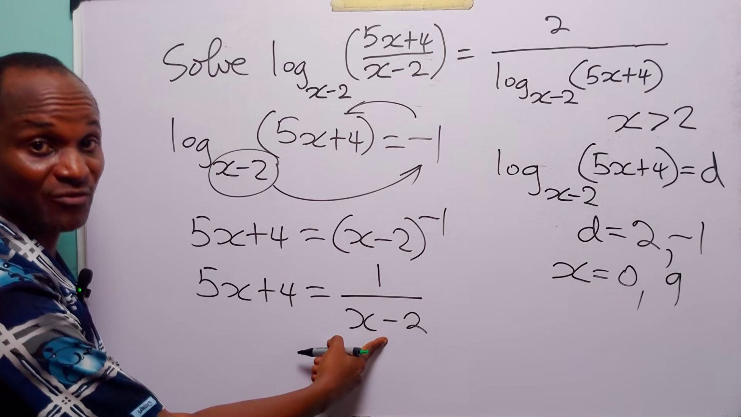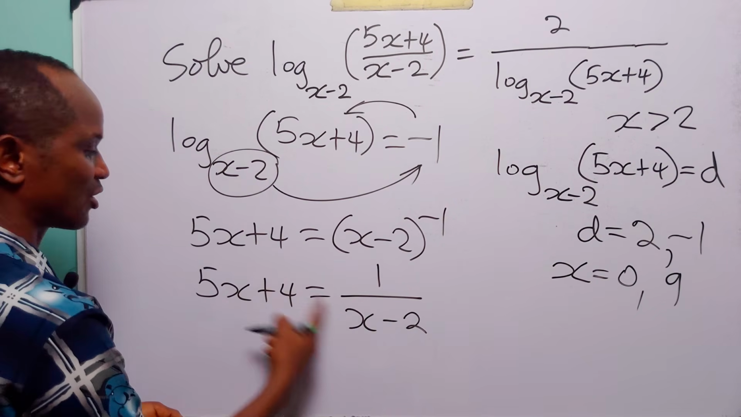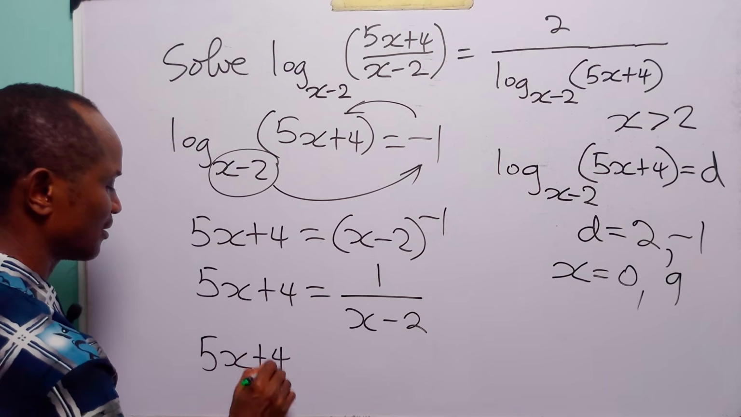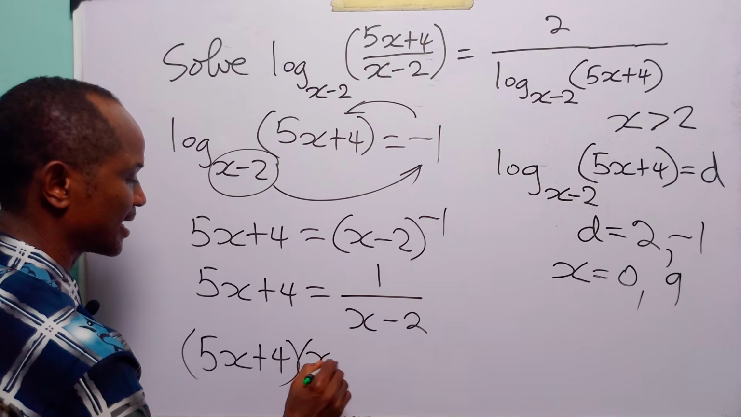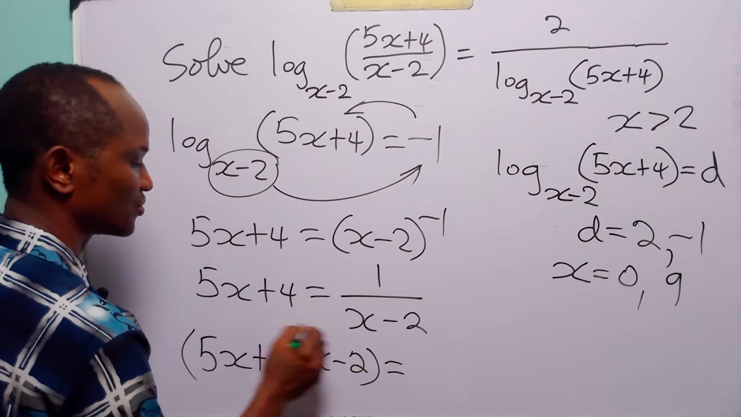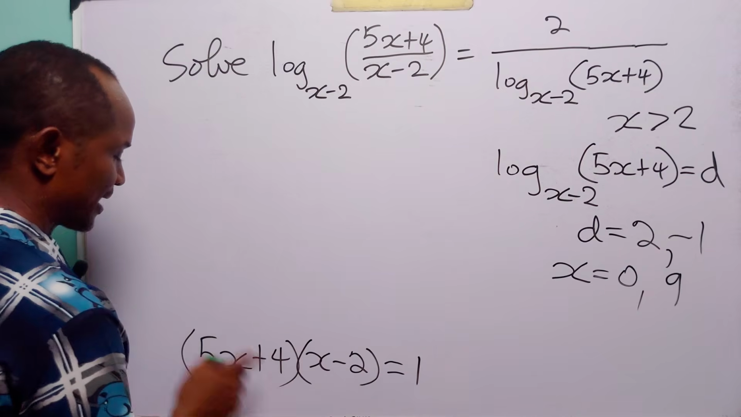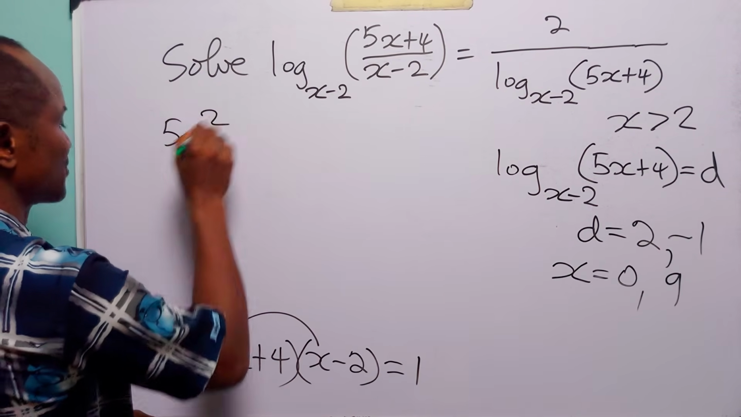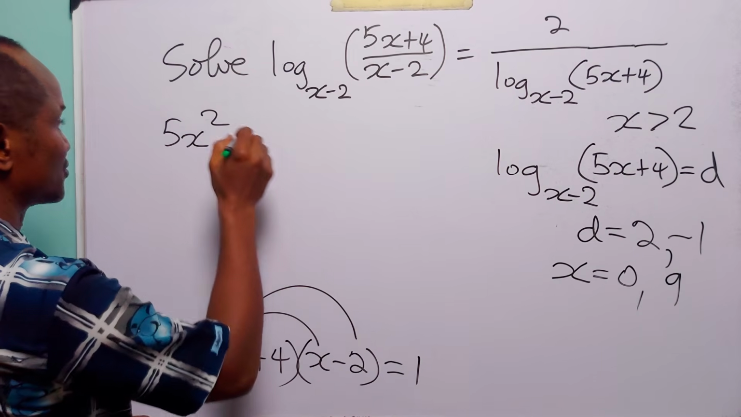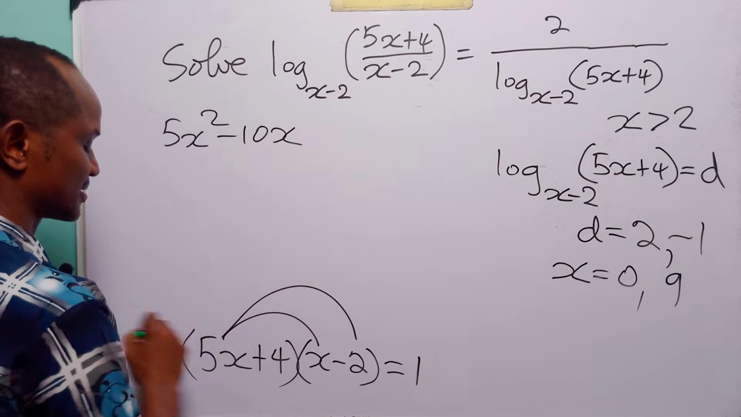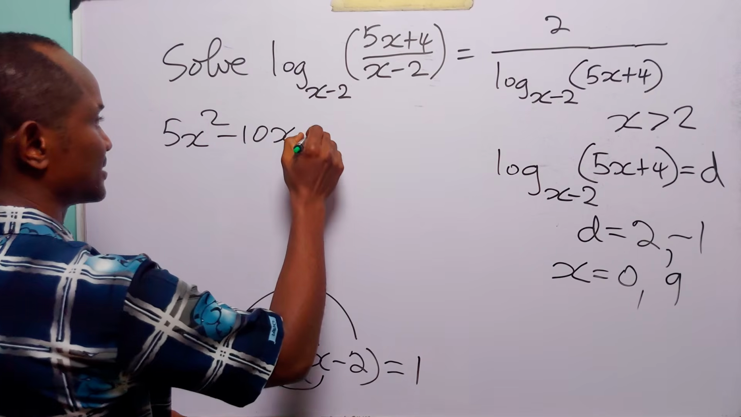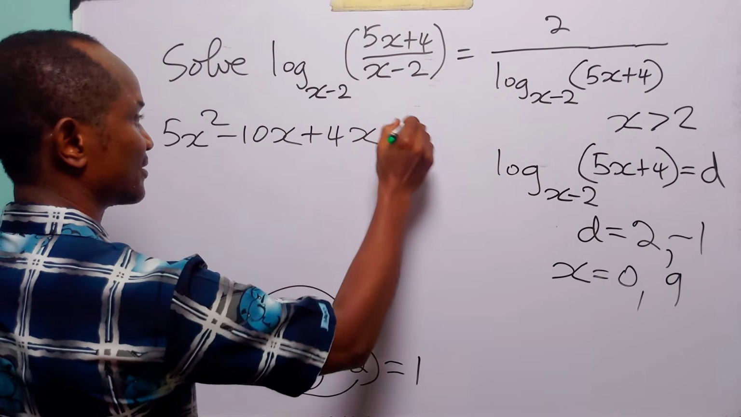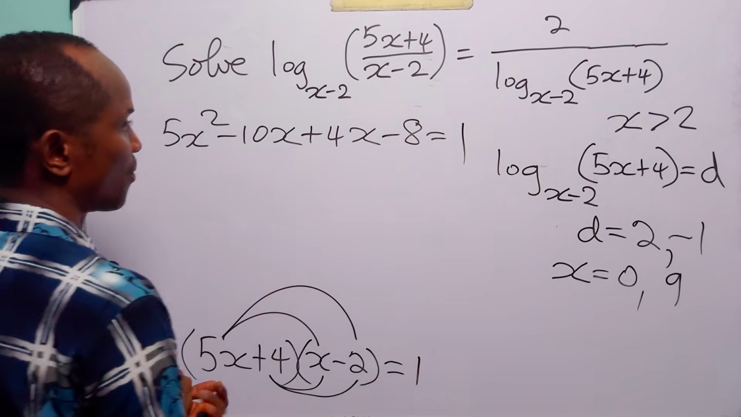And of course, to get rid of this fraction on the right hand side, we cross multiply. When we do that, we have that 5x plus 4 multiplied by x minus 2 is equal to 1. And opening this bracket, we have 5x times x, that is 5x squared. 5x times minus 2, that is minus 10x. 4 times x, that is plus 4x. And 4 times minus 2, that is minus 8. And this is equal to 1.